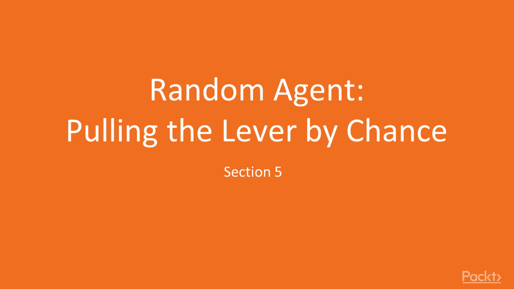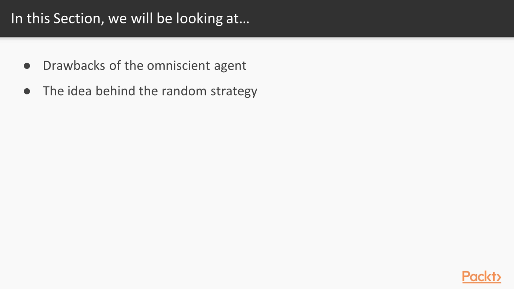Hello guys, welcome back. In this video, we're going to implement a new strategy called Random Agent. The topics are as follows. 1. Disclose the drawbacks of the omniscient agent. 2. Discuss the idea behind the random strategy. And 3. Implement the random agent in Python.